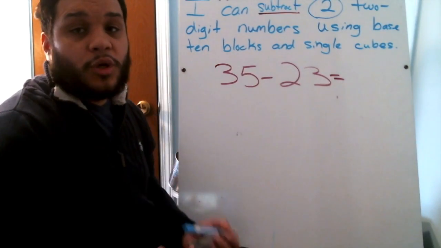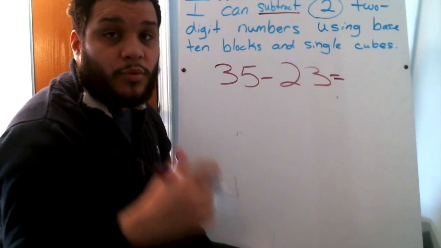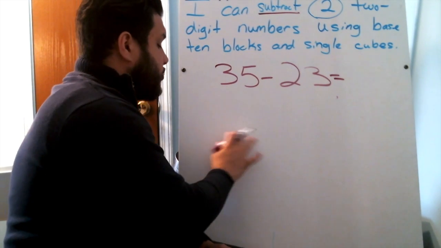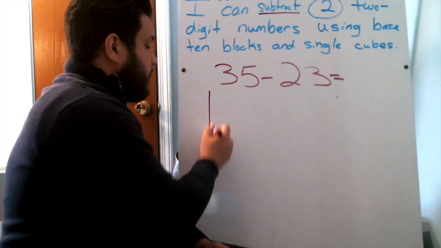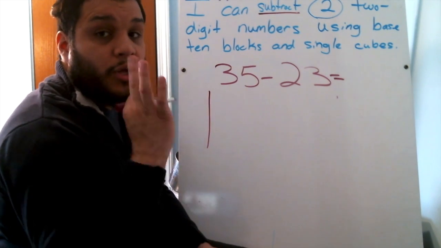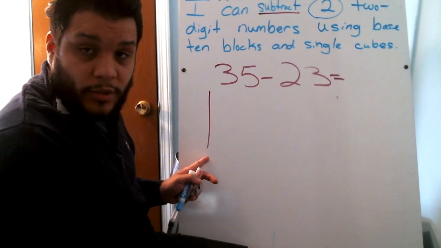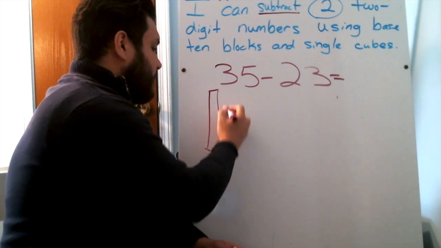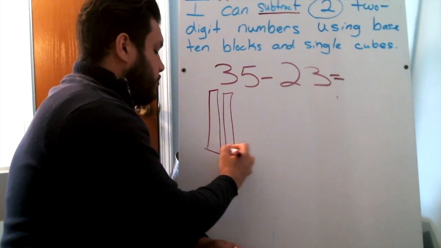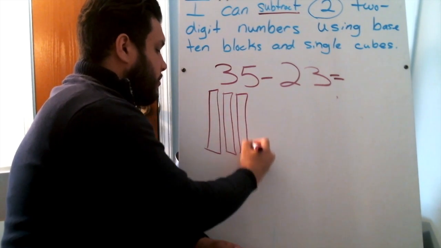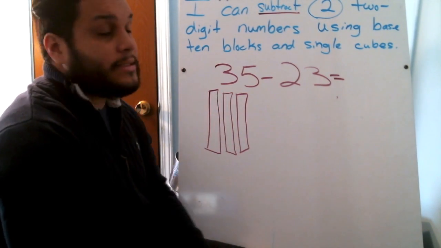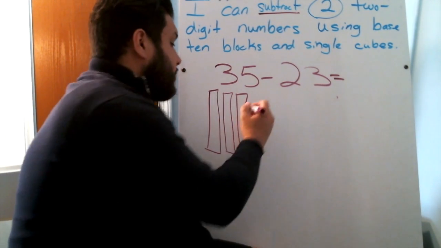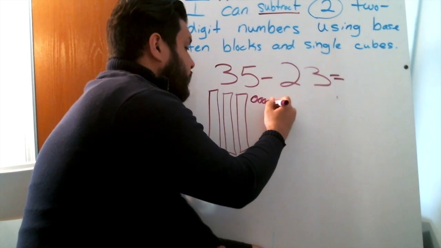Our first step is always going to be the same thing. Step number 1 is draw our picture. So I'm going to draw my picture. How many 10s does 35 have? 3 10s. Am I going to draw a little squiggly line like this? No, I'm not. I'm going to draw my rectangle. 1, 2, 3. This shows me 3 10s. How many 1s does 35 have? 5 1s. 1, 2, 3, 4, 5.